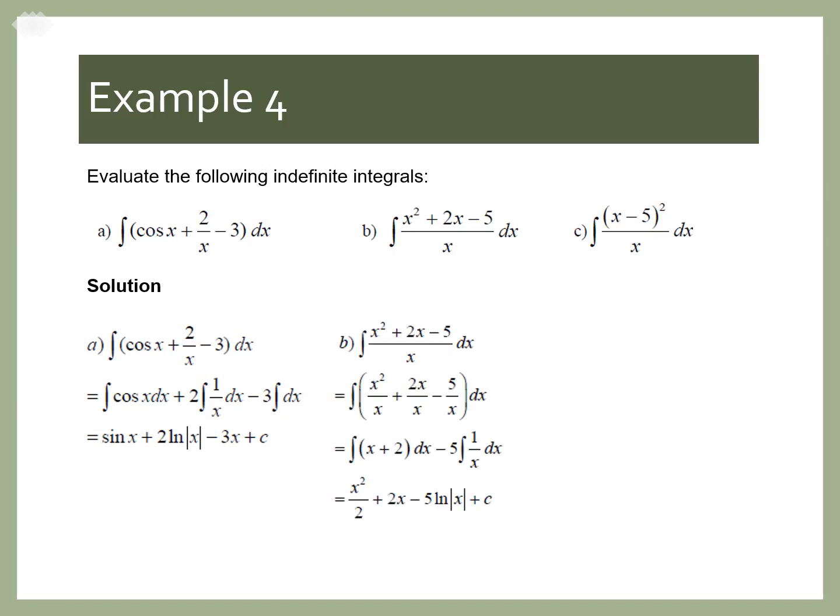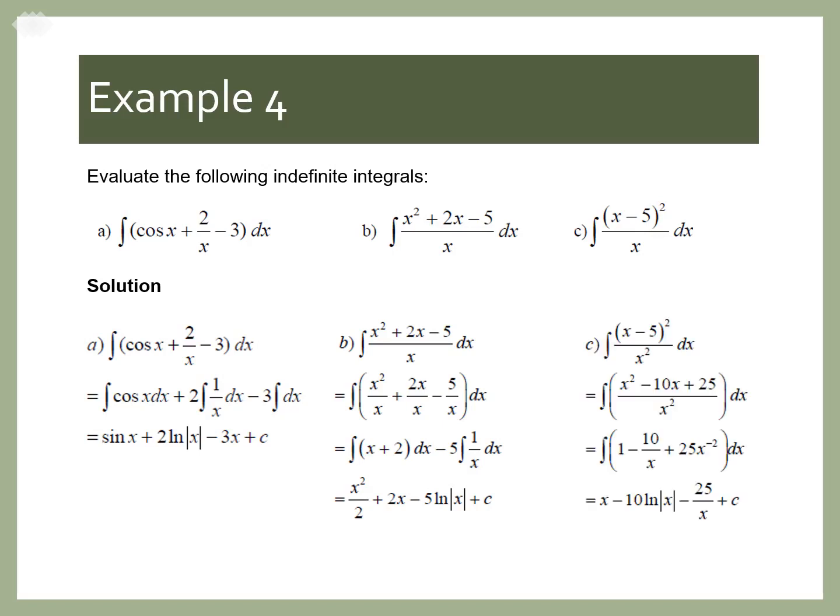For b, simplify the expression first before you integrate. Integrate x, the answer is x squared over 2. Integrate 2, the answer is 2x. And integrate negative 5 over x, the answer is negative 5 ln x. Then plus c. For c, expand (x minus 5) to the power of 2 first.